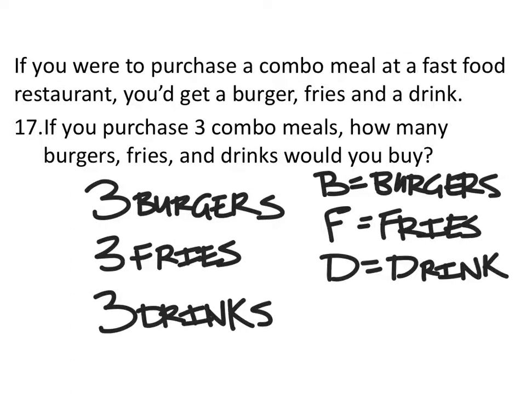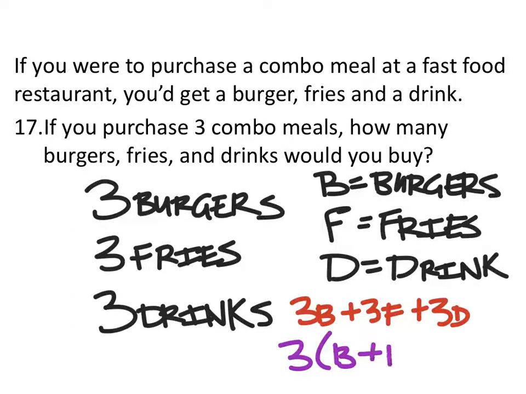Now, just along these lines, because you guys brought it up, since we've defined these variables, let's write out the expression. You'd have 3 burgers, 3 fries, and 3 drinks. Or you could actually write this as 3 sets of burgers, fries, and drinks. What I have in parentheses right there in purple by itself is a combo meal, and multiplying all of that by 3 tells us it's 3 combo meals.